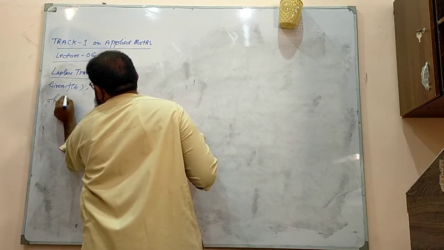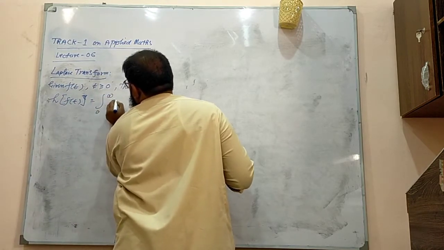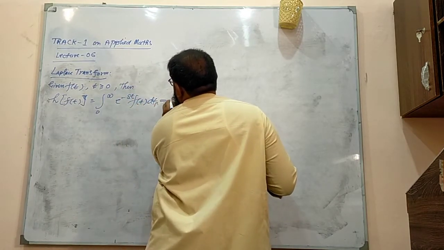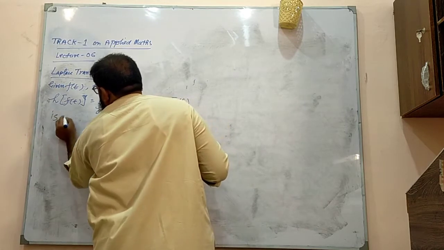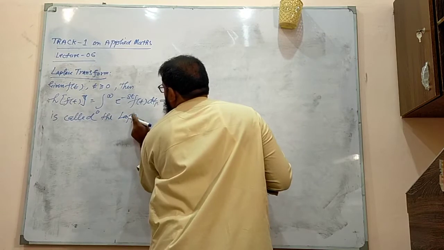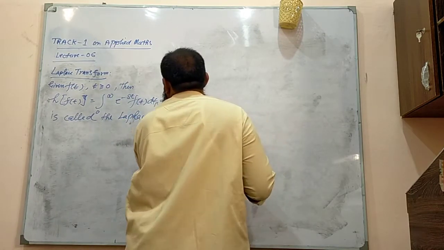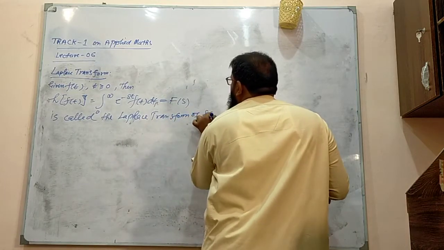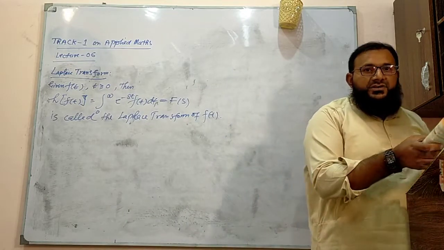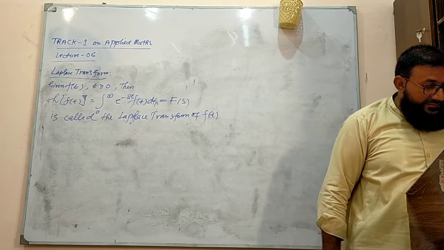Then L of f of t is the integral from 0 to infinity of e power minus st f of t dt, which is a function of s, is called the Laplace transform of f of t. So this is the definition, and the kernel of the Laplace transform is e raised to minus st.